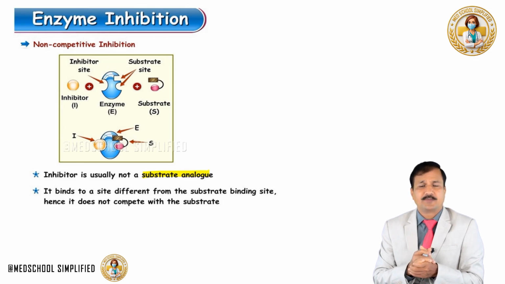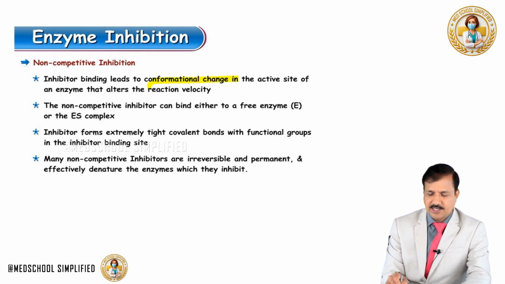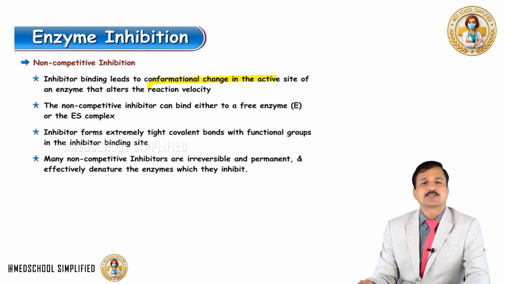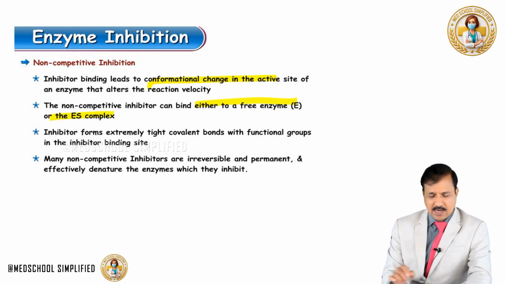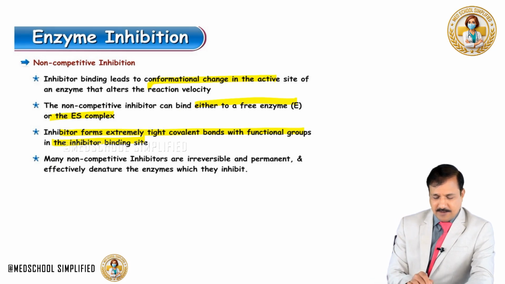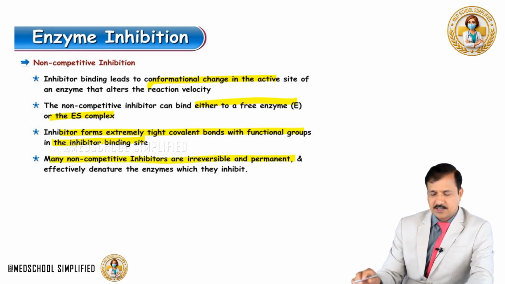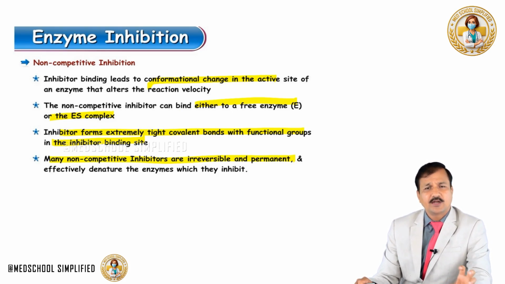So because of this, what will happen? The non-competitive inhibitor binding leads to a conformational change in the active site of an enzyme that alters the reaction velocity. The non-competitive inhibitor can bind either to the free enzyme or to the enzyme-substrate complex, and the inhibitor forms extremely tight covalent bonds with the functional groups at the inhibitor binding site, thereby changing the conformation of the active site. Non-competitive inhibitors basically bind irreversibly, and it is a permanent thing. It is not ordinarily removed.